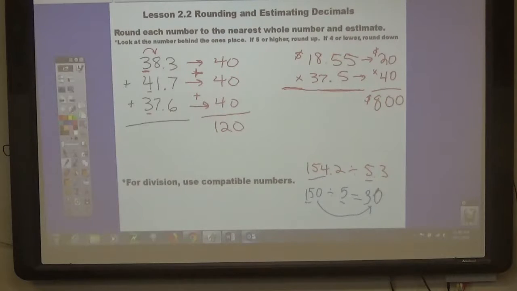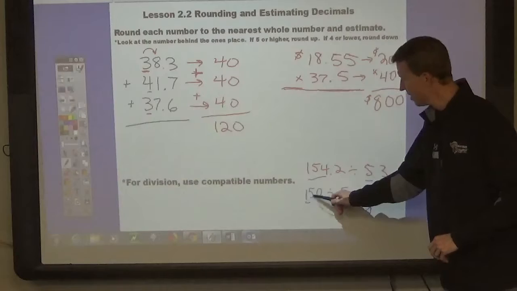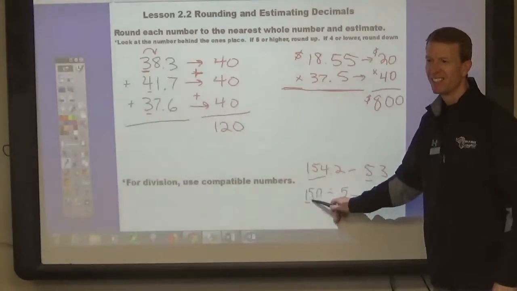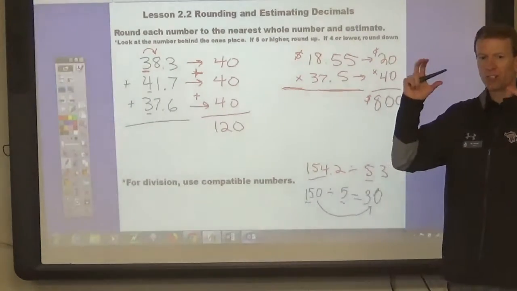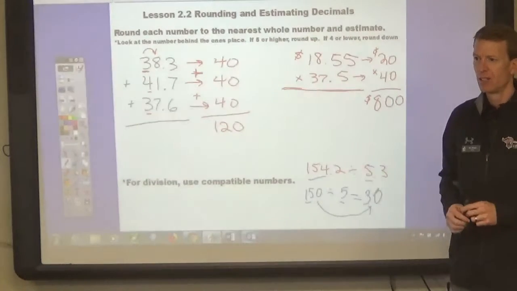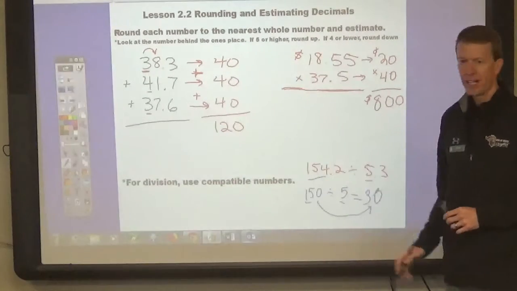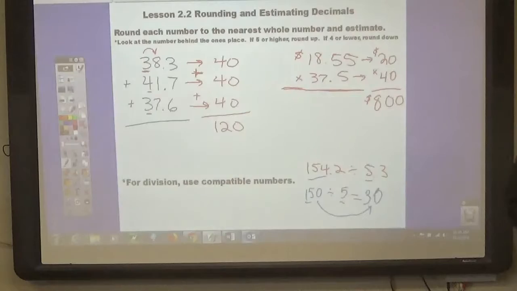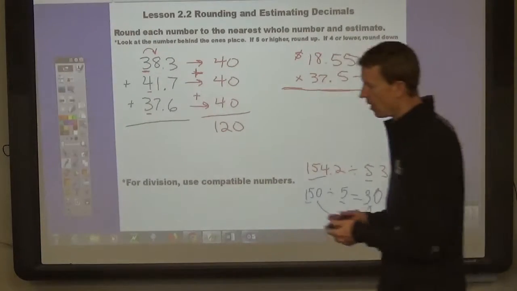Yep. What if we have zeros in both numbers? Both the dividend and the divisor. What if you have zeros in both numbers, Leo? You cancel them out. They cancel each other out. And then any remaining zeros go into the answer. Okay?